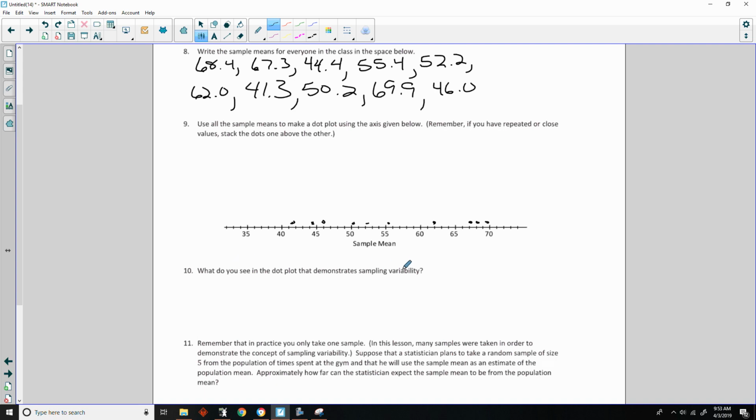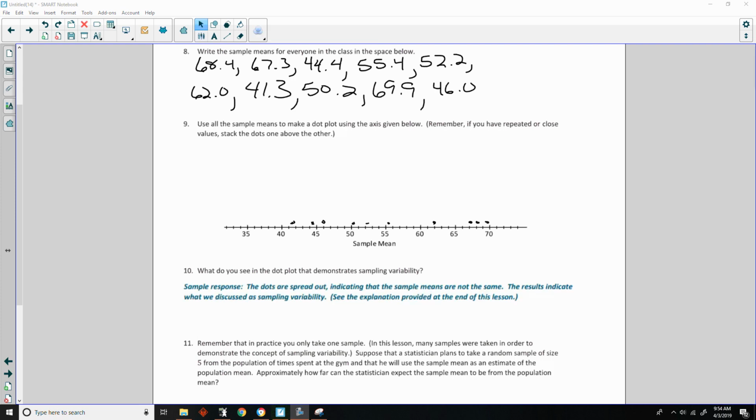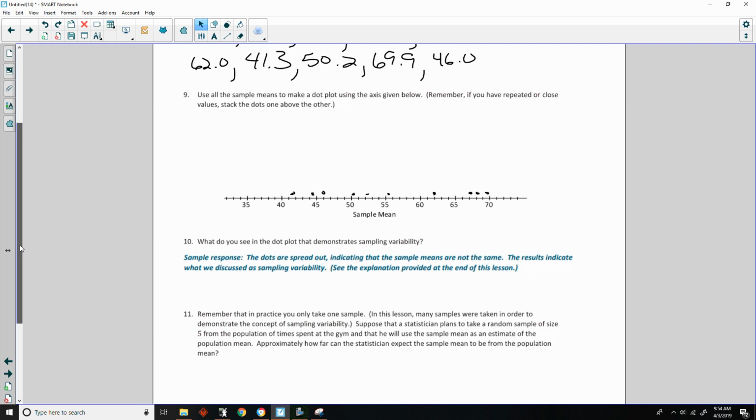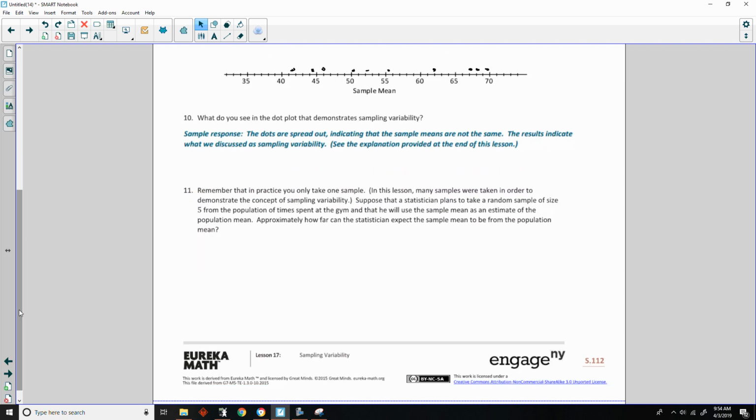What do you see in the dot plot that demonstrates sampling variability? Okay, so here's a sample response. The dots are spread out, indicating that the sample means are not the same. The results indicate what we discuss as sampling variability. Okay, so just because it's a sample does not mean it's going to be that accurate.